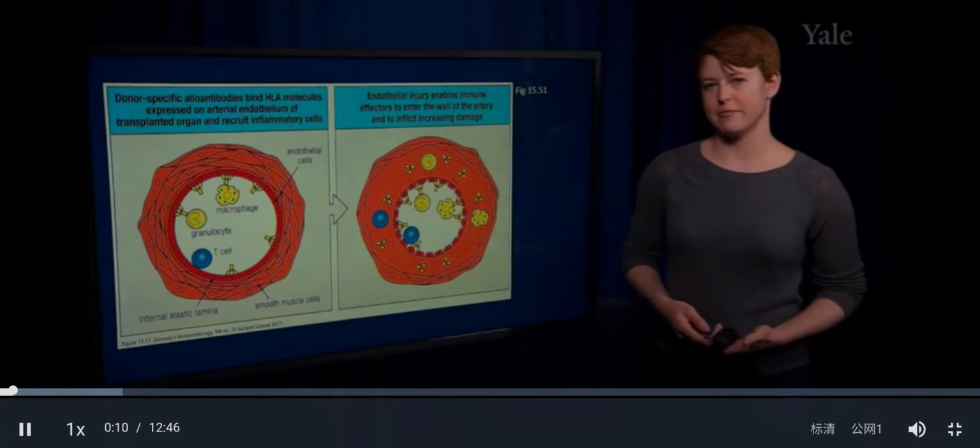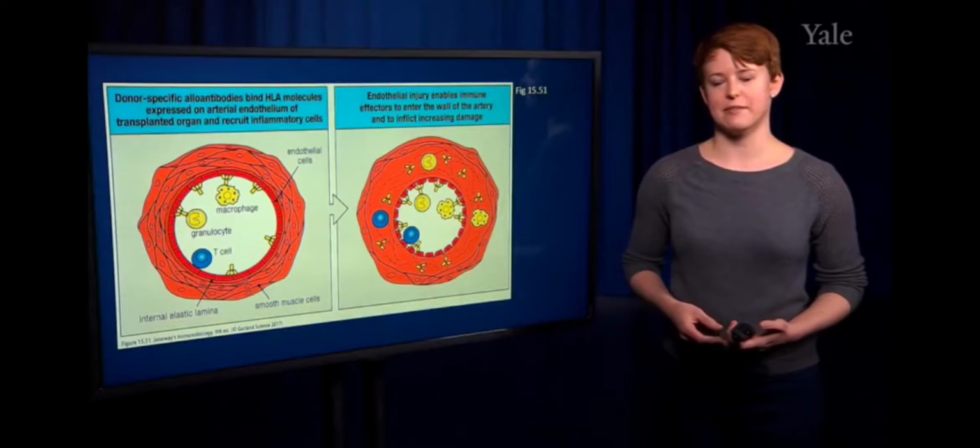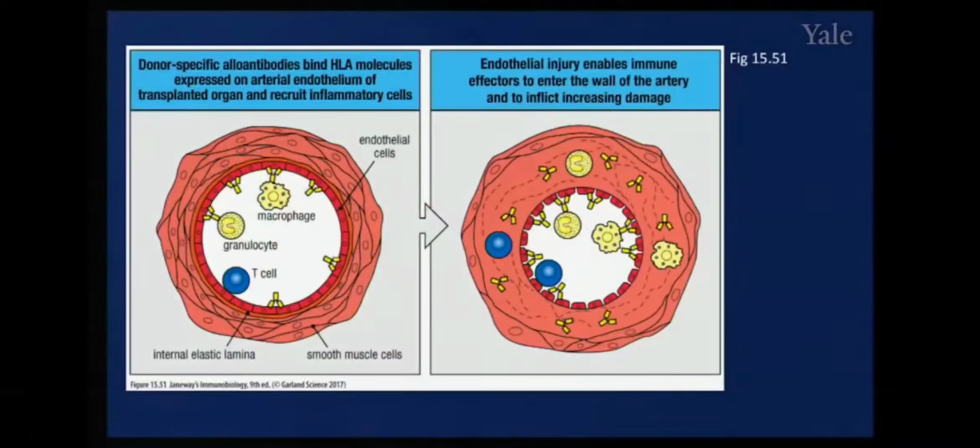So here's an example of this type of late-term response. Here we see a graft with the endothelial cells, and these alloantibodies might bind the HLA molecules that are on the surface of the donor endothelial cells. This recruits inflammatory cells and leads to a low-grade inflammatory response.